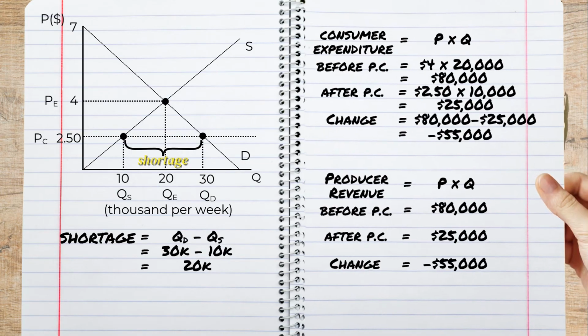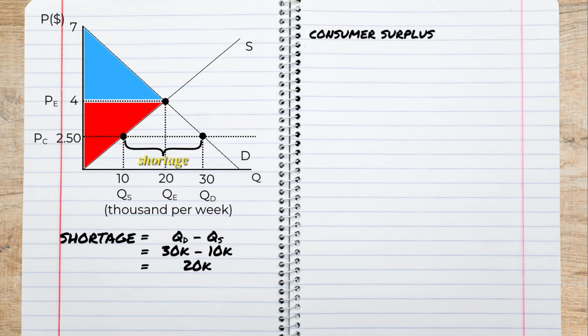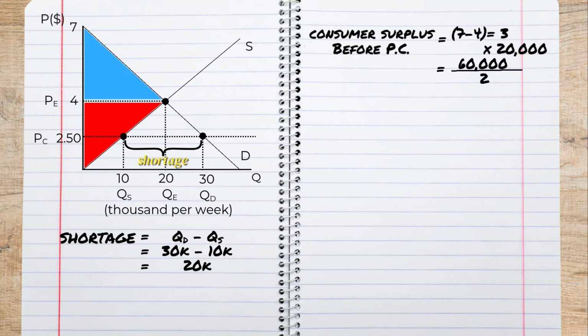Now, let's try to calculate consumer and producer surplus. Remember that consumer surplus is the area of this triangle, producer surplus is the area of this triangle, and total social surplus is the two added together. So the initial consumer surplus is found by taking the height, which is 7 minus 4, or 3, and multiplying that by the base, which is 20,000, and we get 60,000. Then we divide by 2 to get $30,000, and remember, this is a monetary value, so we use dollars.